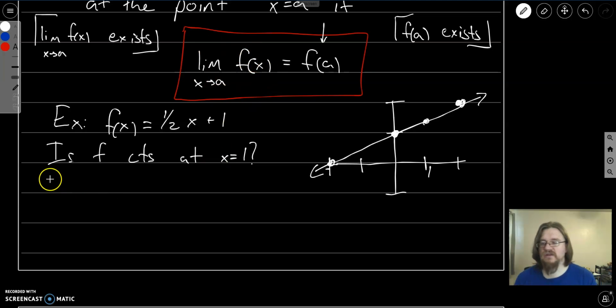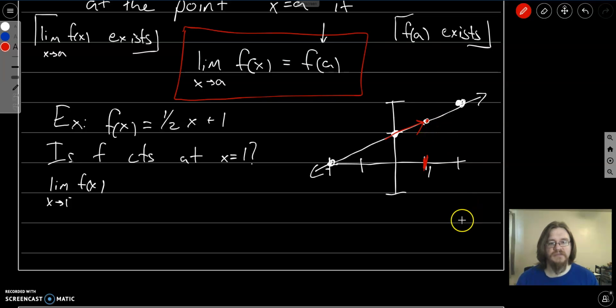So let's check the limit first. In order to check the limit, we have to check the limit from the left and from the right. So let's check the limit as x approaches 1 from the left. Okay, so here's 1. As we get closer and closer to x equals 1, following our function, we're getting closer and closer to this point right there, which, if we look carefully, should be at 1.5. Maybe I'll write this as 3/2. That'll be a little bit easier. Okay, so the limit coming from the left is 3/2.